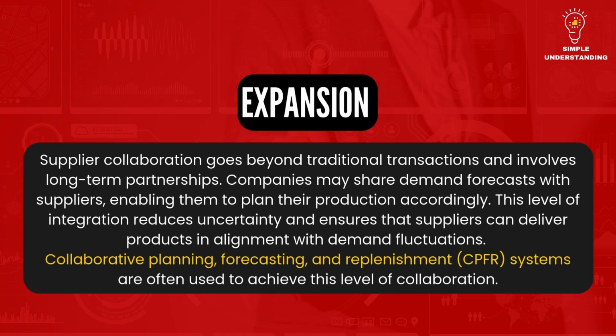Expansion. Supplier collaboration goes beyond traditional transactions and involves long-term partnerships. Companies may share demand forecasts with suppliers, enabling them to plan their production accordingly. This level of integration reduces uncertainty and ensures that suppliers can deliver products in alignment with demand fluctuations. Collaborative planning, forecasting, and replenishment (CPFR) systems are often used to achieve this level of collaboration.